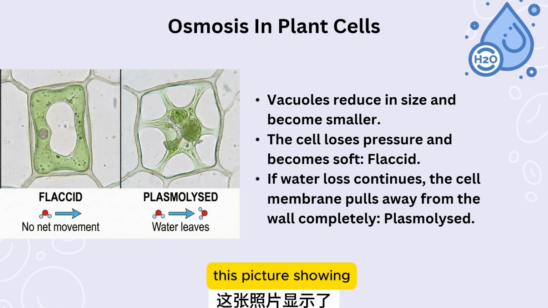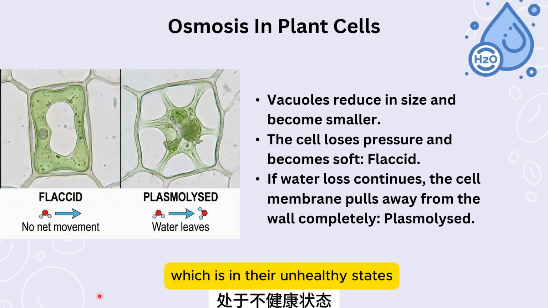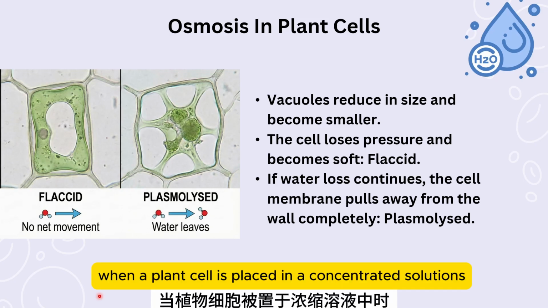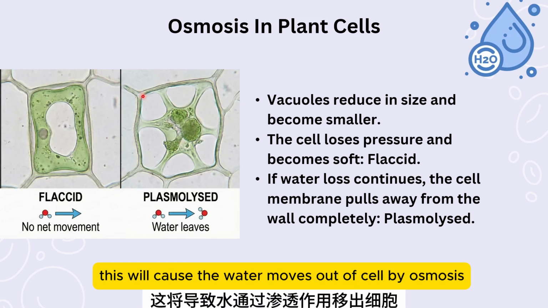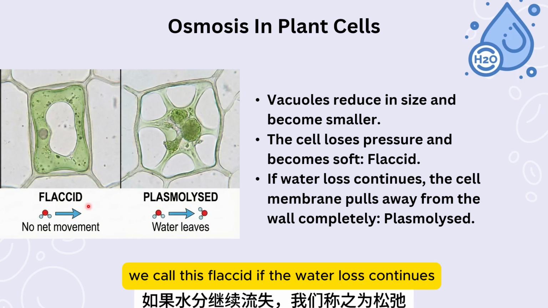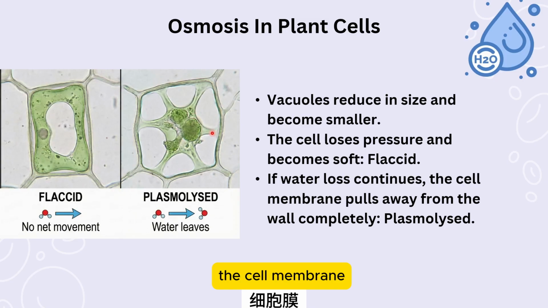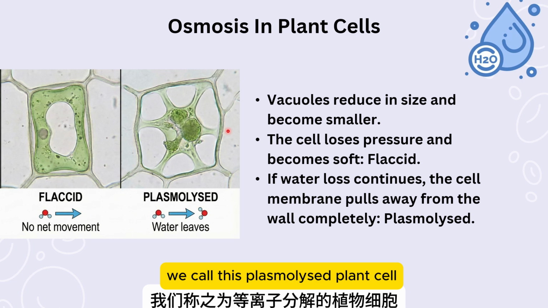This picture shows how flaccid and plasmolyzed plant cells look, which are their unhealthy states. When a plant cell is placed in a concentrated solution with a low water potential, water moves out of the cell by osmosis. The cell loses its pressure and becomes soft. We call this flaccid. If the water loss continues, the cell membrane pulls away from the cell wall completely. We call this a plasmolyzed plant cell.